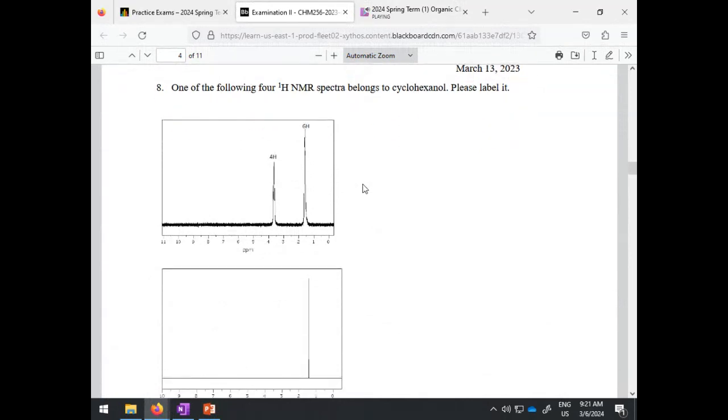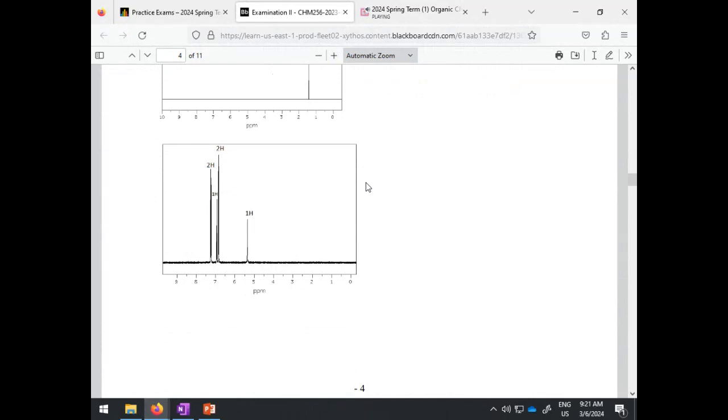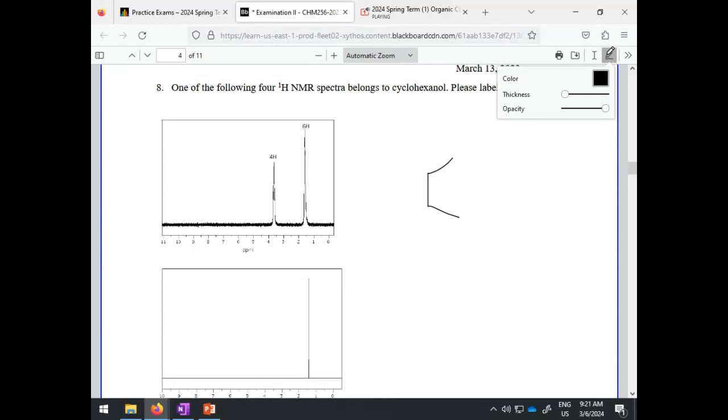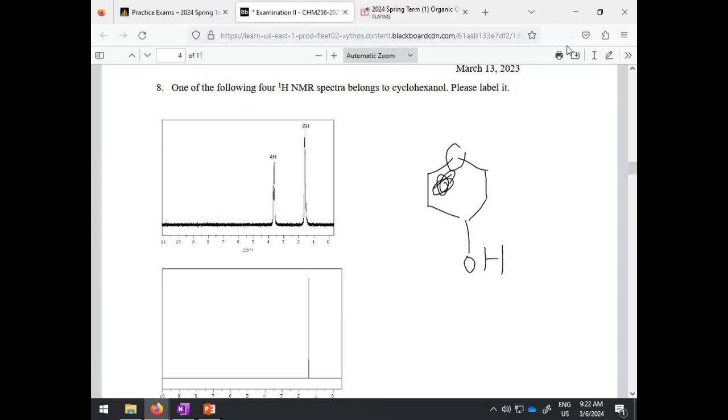Now, proton NMR of cyclohexanol. First, if you do have cyclohexanol, how many kinds of protons might you have?